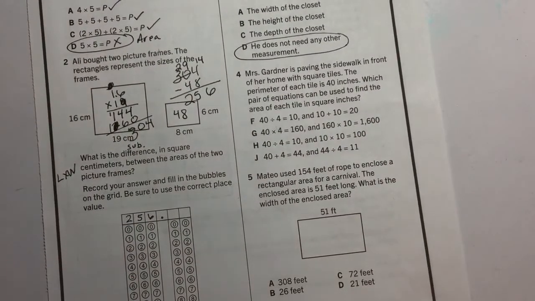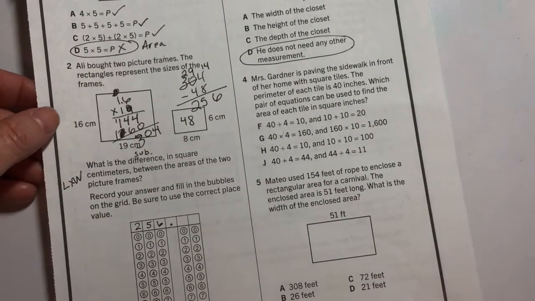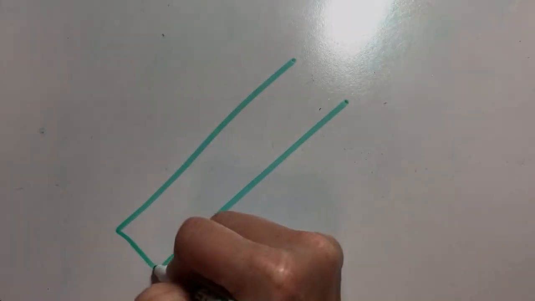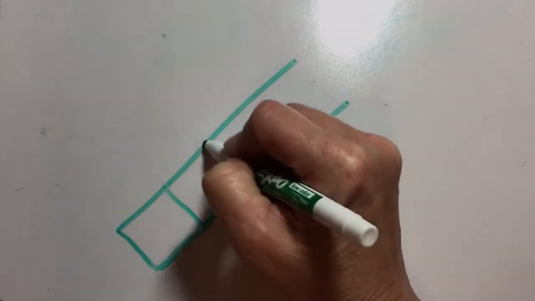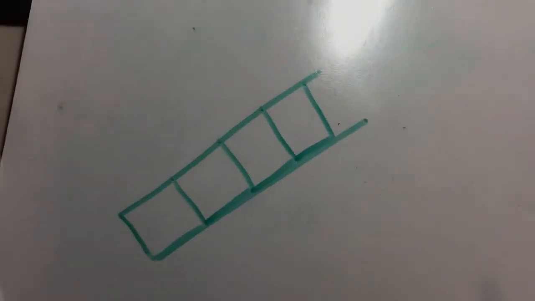All right, here we go. Number 4. Miss Gardner is paving the sidewalk in front of her home with square tiles. The perimeter of each tile is 40 inches. Which pair of equations can be used to find the area of each tile in square inches? Okay, so this one is interesting because we have someone who is doing a sidewalk, and in the sidewalk that she's building, she maybe is going to be doing these squares, these tiles, in her sidewalk.